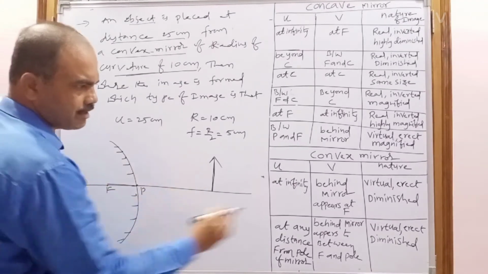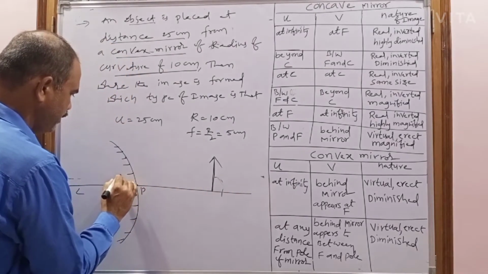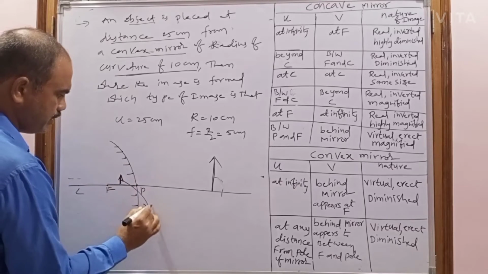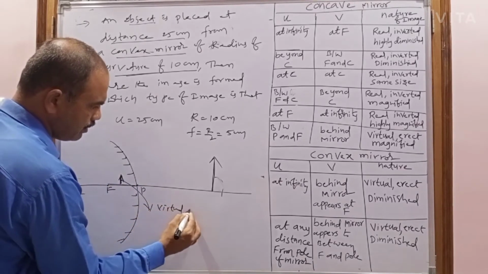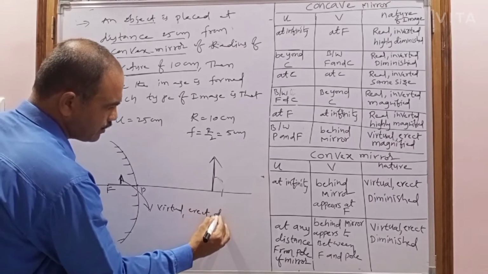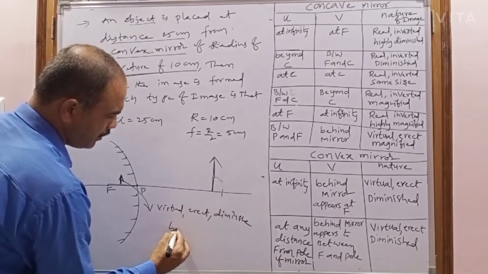And you can also write the nature. The image will be virtual and erect. So what is its nature? The nature will be virtual, erect, and diminished. And the image is formed behind the mirror.